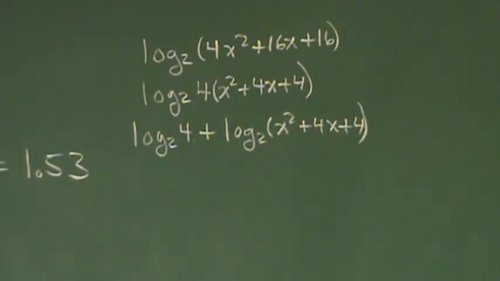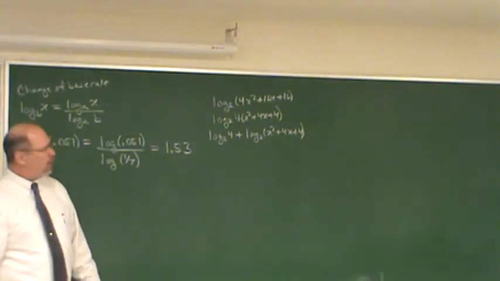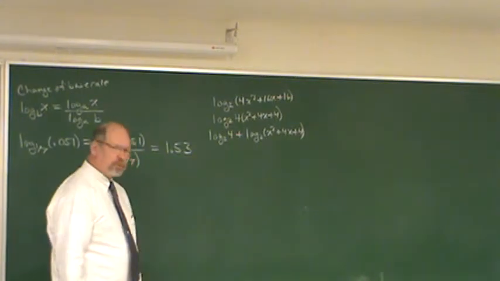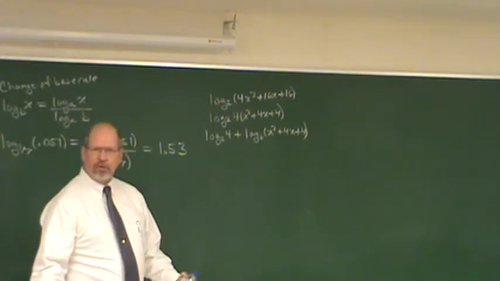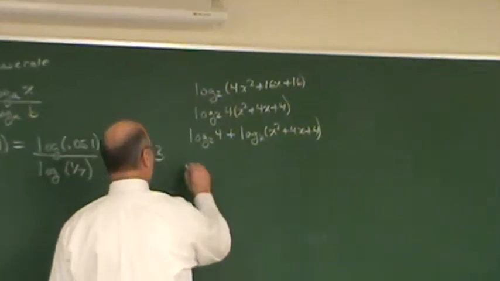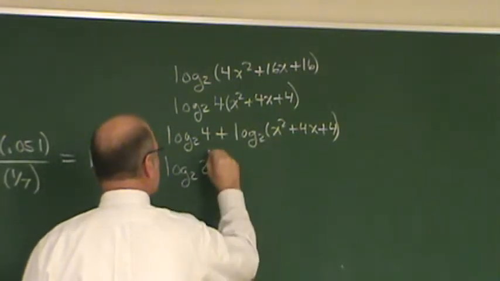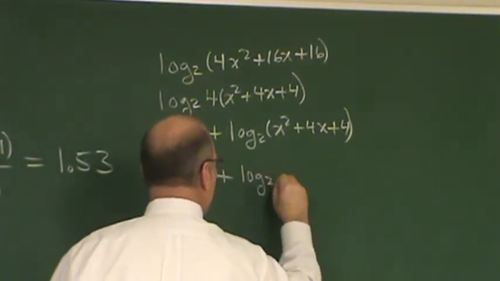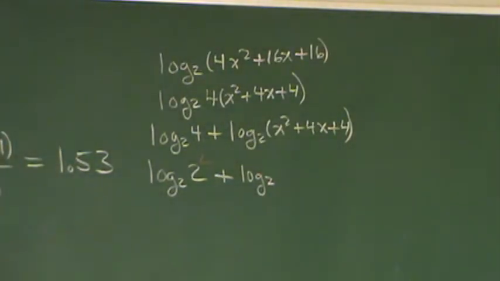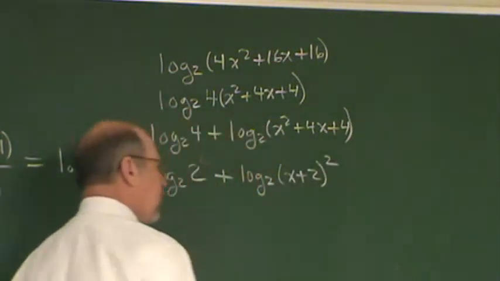Now, this example is somewhat unfortunate because I've got way too many 2's going on. So I'm going to use a different color. I hope it's going to show up on film. Log base 2 of 4. Well, 4 is what? 2 to the second, isn't it? So I'm thinking of this as the log base 2 of 2 to the second power plus the log base 2 of x squared plus 4x plus 4. Now, that factors also, doesn't it? It factors into (x plus 2) twice, squared.